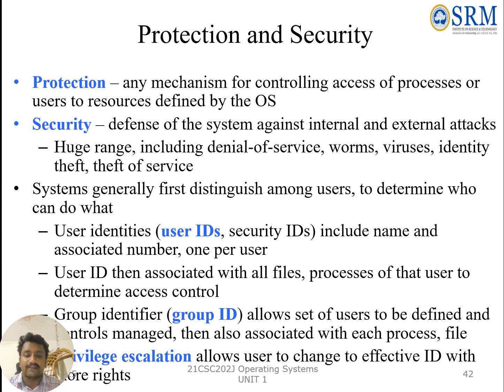Then the group identifier allows a set of users to be defined, and we have to control and manage all the users available inside that group identifier. Now we have privilege escalation. Escalation is providing or changing the rights of the files or the users who are trying to access the data or manage the data.